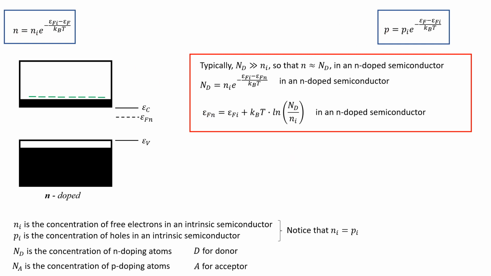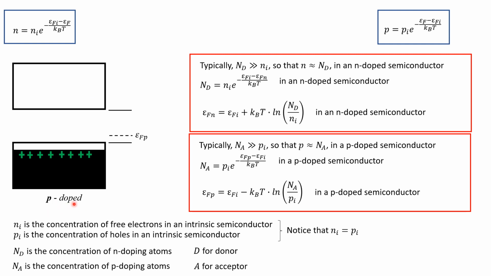Now if you have a p-doped semiconductor, we can follow a similar line of reasoning. Typically, but not always, the concentration of p-doping atoms is much higher than the concentration of holes in an intrinsic semiconductor, and that lets us approximate the concentration of holes to the concentration of doping atoms. So we can use NA here. This is the Fermi level of a p-doped semiconductor, so we can solve for this term. We get this expression, which tells how much the Fermi level of a p-doped semiconductor is lowered with respect to the Fermi level of an intrinsic semiconductor as the concentration of doping atoms increases.